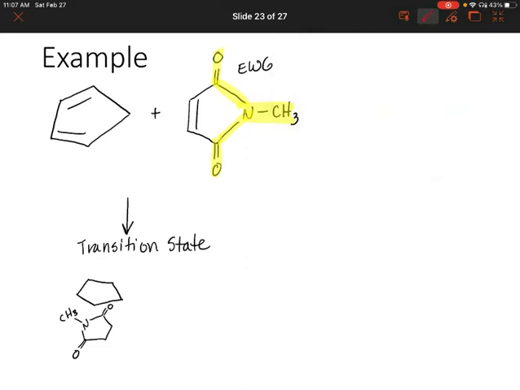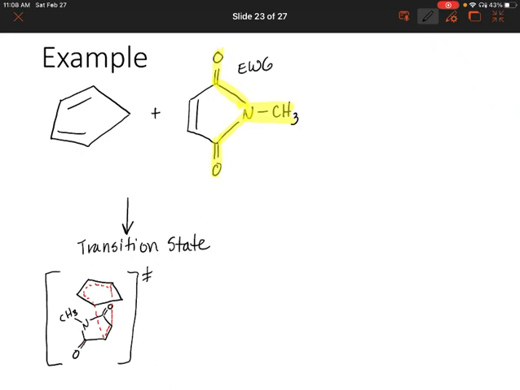Okay, so now we can see the interactions. And you can see how the nitrogen and those carbonyl groups are lined up with the back part of our diene. And so those are stabilizing that double bond that's forming in the back. All right, so again, it's okay if your drawing is a little wonky, that's fine.